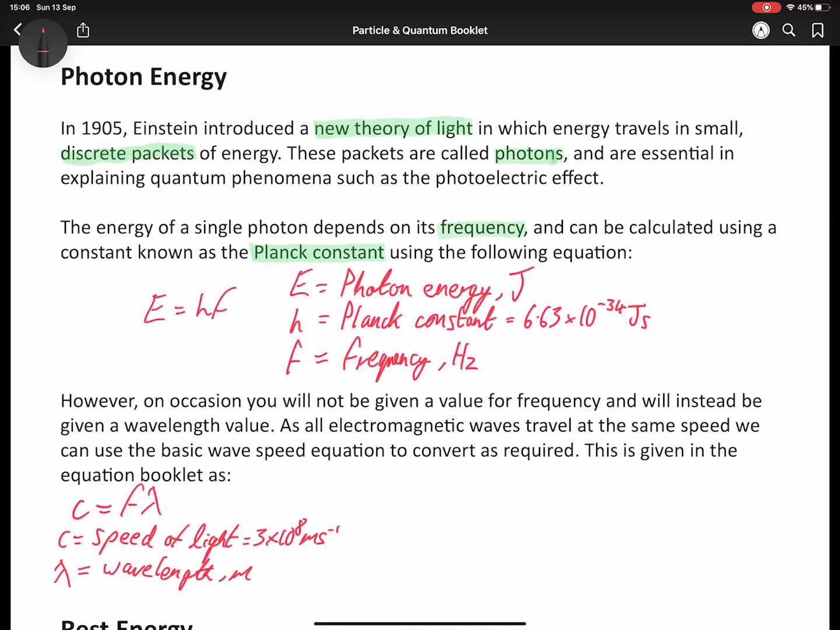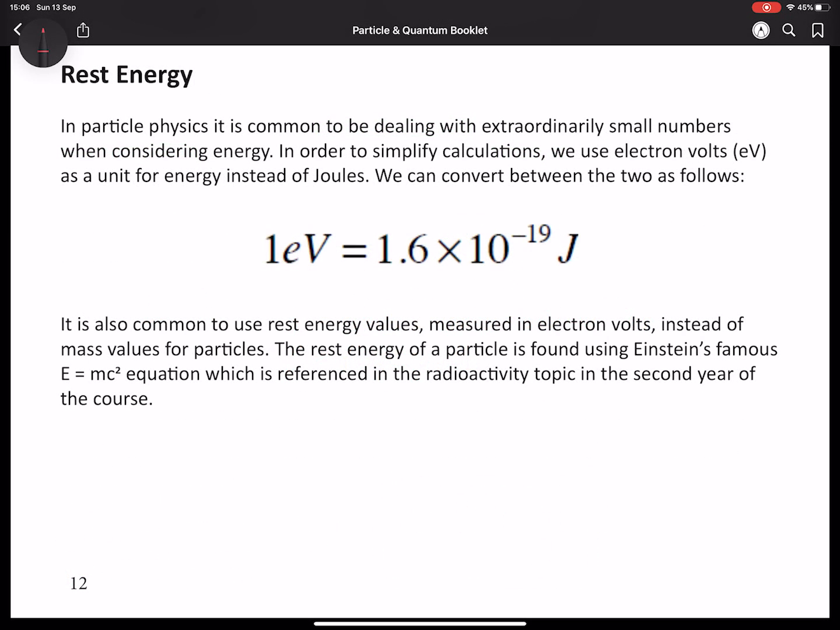Now, conveniently, the data booklet provides you with the full equation for photon energy, showing both variants, where it is given as E equals hf equals hc over lambda. So there's never really any rearranging necessary. You simply choose the part that you can use.